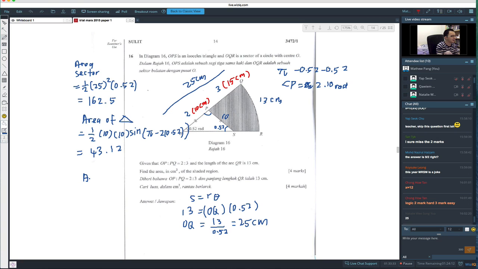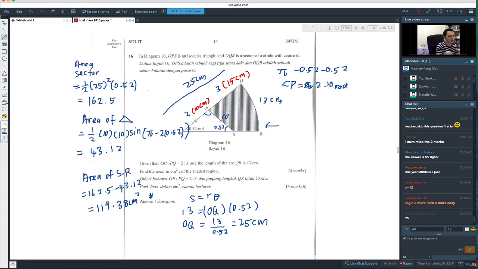So therefore, area of shaded region, it should be 162.5 minus 43.12. Yeah, then you should be able to get the correct answer. 162.5 minus answer, it should be 119.38 centimeter square. Okay, it's not too hard, but then you just need to understand some basic idea.